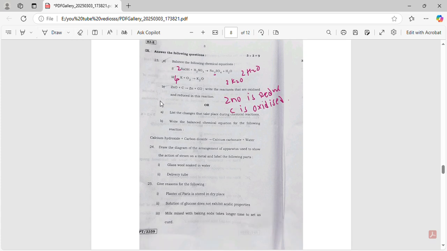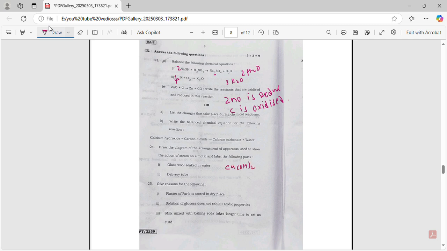List out the changes that take place during a chemical reaction. Change in temperature, change in state, formation of precipitate, evolution of gases. Enough. Write the balanced chemical equation for the following reaction. Calcium hydroxide plus carbon dioxide gives CaCO3 plus water. It is balanced. Just we need to write the equation. Very easy.